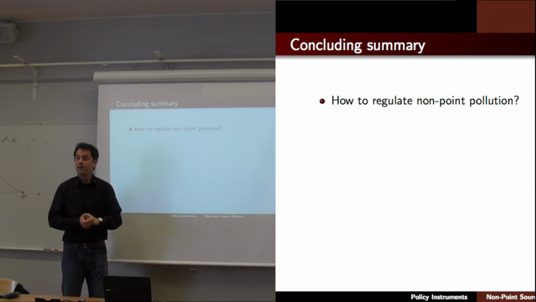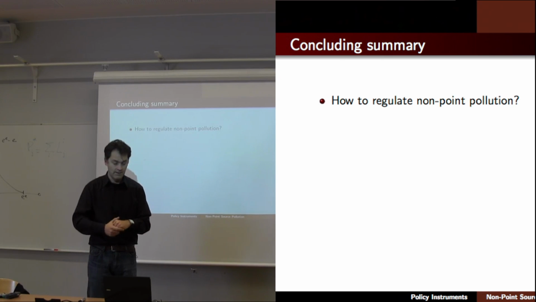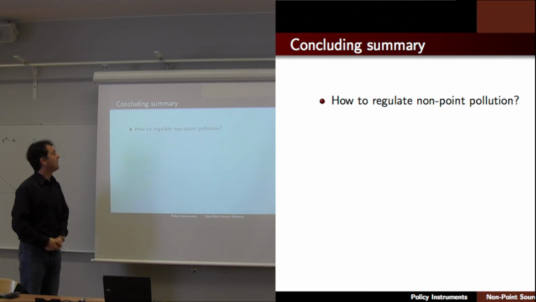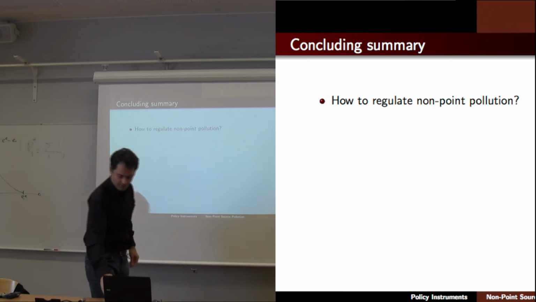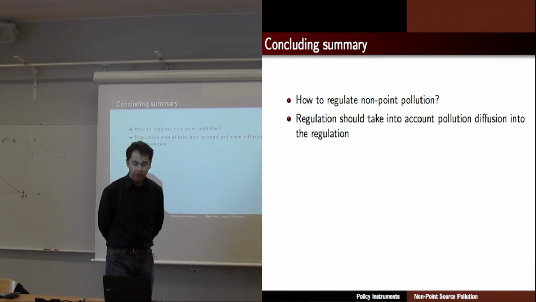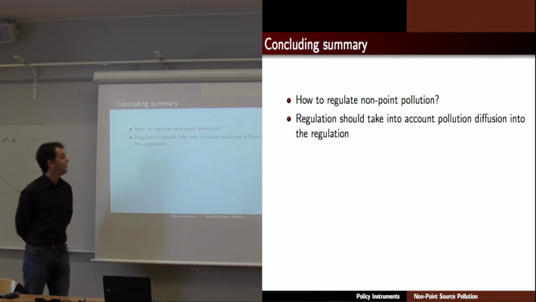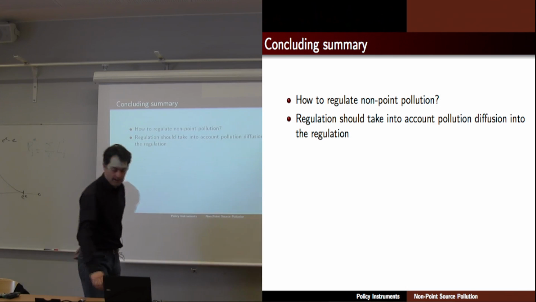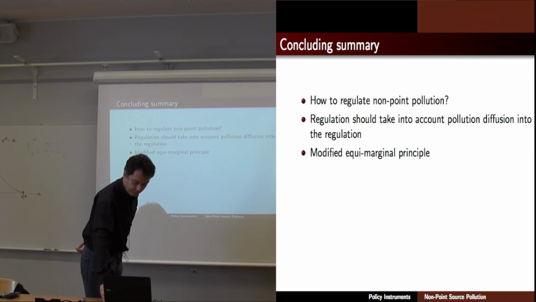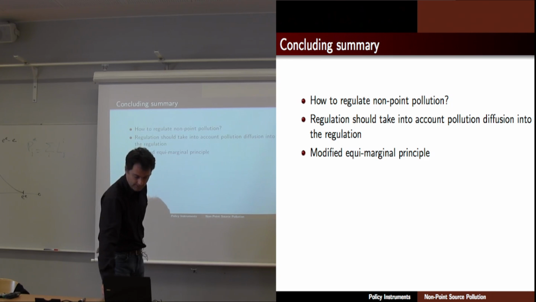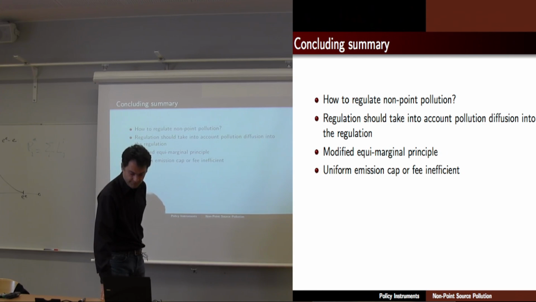Okay, let me conclude the lecture for today, and then after the break we will have a look at the problems. The question today was how to regulate non-point source pollution. To answer this question, I provided the model, and the model tells you that the regulation has to take into account pollution diffusion through the transfer coefficient. Out of the model, we get this modified equimarginal principle that accounts for the transfer coefficient.